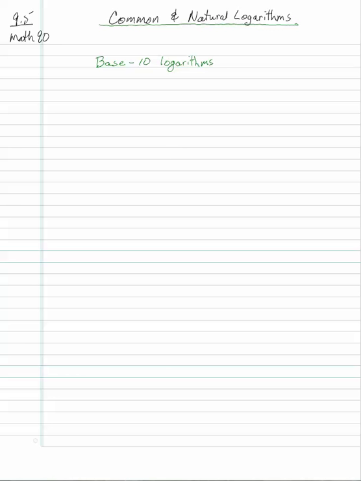Base 10 logarithms are called common logarithms. So common log is base 10. For notation, with a common log we just don't write any base. So if you don't see a base written, it's not that we forgot it. It just means it's base 10.